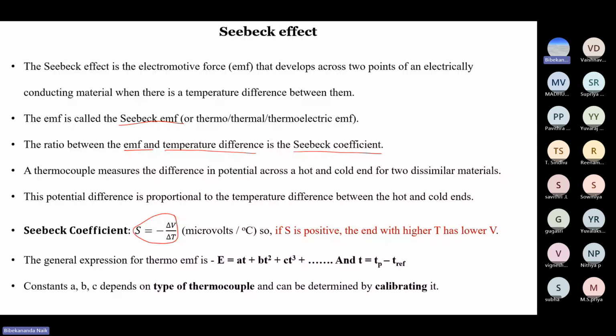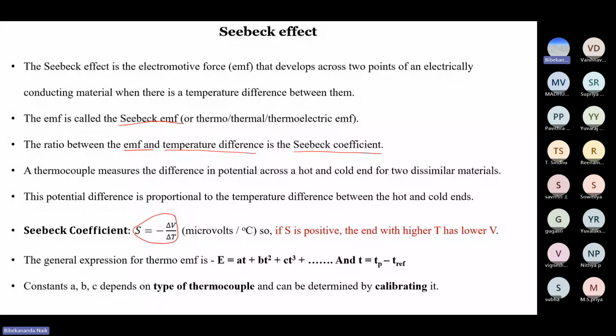From this formula, you can easily see S is given by minus of dV by dT. So if S is positive, then the end with higher T has a lower V, because the coefficient is defined in such a way that there is a negative sign. So the end with higher temperature will have lower voltage; the voltage developed across the hot end will be lower than that of the cold end.